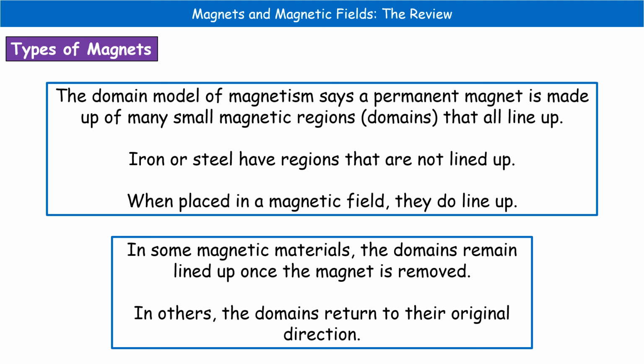We can explain that using the domain model. What the domain model says is that magnets are made up of small magnetic regions called domains. In a permanent magnet, those domains are all lined up, so it's magnetic. In a magnetic material that's not currently magnetized, they have those regions, those domains, but they are not lined up. When we place it in a magnetic field, they do line up. Therefore, it becomes magnetic. When we then take it out of the magnetic field, the domains can go back to their original direction, no longer lined up, no longer magnetic. If obviously they were to remain lined up, then it stays magnetic.